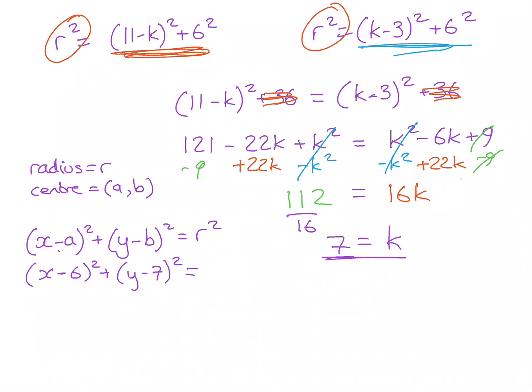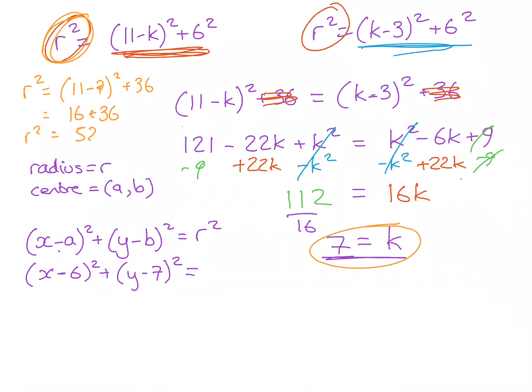r squared, going back to here, we can just plug in our k value and get it from that. So r squared here will equal, I'll put it in the bracket, (11 minus 7) all squared plus 36, which is going to give us 4 squared, which is 16, plus 36, so we're going to get 52. So r squared is 52. I don't have to square root this because we wanted r squared anyway. So if I just plug that in, I'll just write 52. That is the equation of our circle.